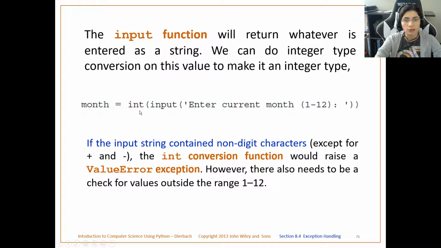The other thing that you need to check is making sure that the number is in the range 1 to 12, right? So there are two different cases that we want to check. But if you enter a number that is not in the range of 1 to 12, that is not an error. That is just invalid input, right? So there's a difference between invalid input and input that causes an exception to be raised.